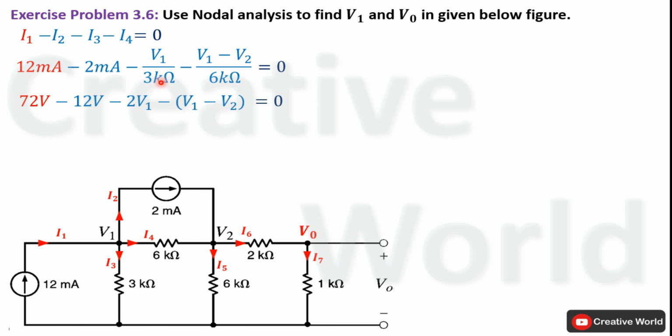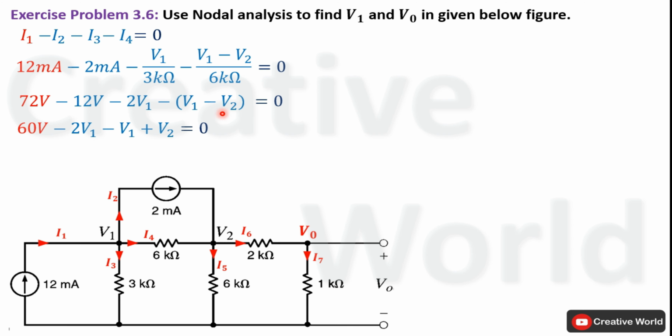Now in order to omit all denominator values, we will multiply this equation on both sides by 6 kilo ohm. The product of 12 milliampere and 6 kilo ohm will become 72 volt. The product of 6 kilo ohm and 2 milliampere will result in 12 volt. Similarly, the 6 kilo ohm will cancel out with 3 kilo ohm in the denominator. Only 2 will be left and that 2 will be multiplied with V1. It will become 2V1. Here the 6 kilo ohm will cancel out with 6 kilo ohm in the denominator. Only V1 minus V2 will be left. Now subtract 12 volt from 72 volt. It will become 60 volt.